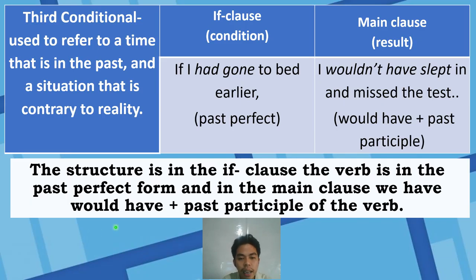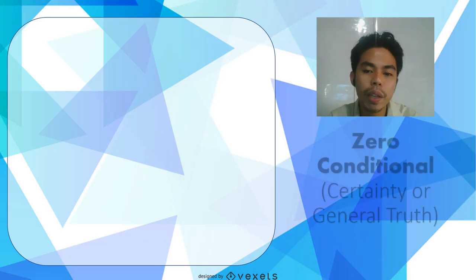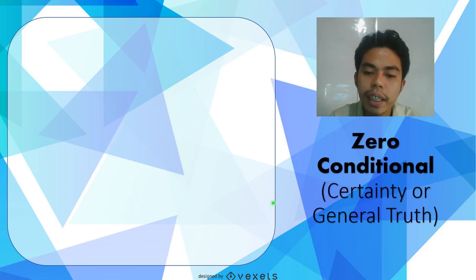Okay, so for the structure, as you have noticed, in the if clause the verb is in the past perfect form. So how do we form the past perfect? As you see, we have the word had plus the past participle. Now we have here gone, the past participle of what? Go. Okay. Then in the main clause, we have the use of would have plus the past participle of the verb. But in this example, we have would not contracted, that's why we have wouldn't. But it's still the same. As you see, we have would and have before the past participle of the verb. Understood? Okay. So now let's proceed with the last type, the zero conditional, or certainty or general truth.